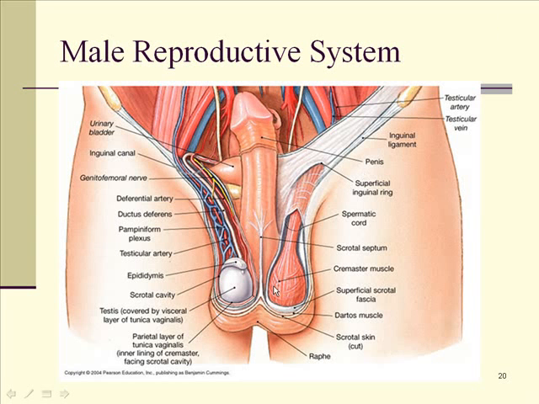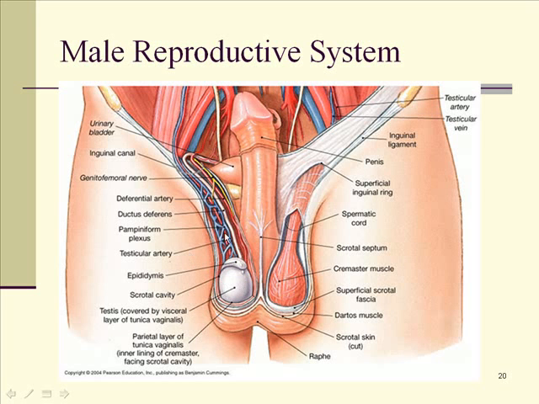This is an illustration of the mature male reproductive system. Some of the structures that you'll need to be familiar with and have to identify in the lab portion of the exam are listed here. You should be able to identify the testicle. You should be able to identify some of the layers of the testicle, which I'll go into in a little more detail in some later slides.